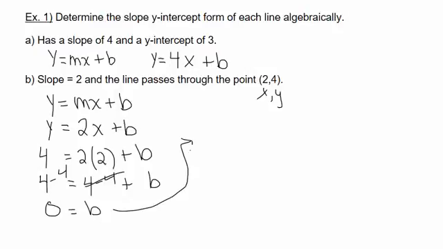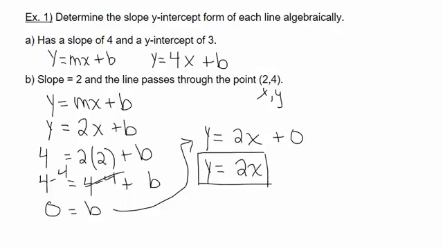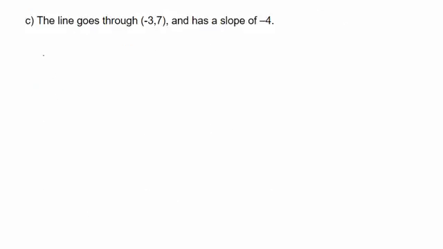And now we can just go back to our original equation and plug in both our slope and y-intercept, which is just simply y equals 2x. So in these types of questions, we always want to end up with y equals mx plus b form with m filled in and b filled in. Part C, the line goes through the point -3, 7 and has a slope of -4.